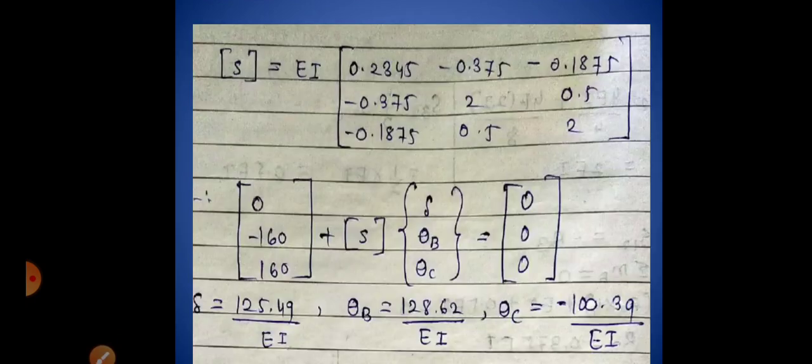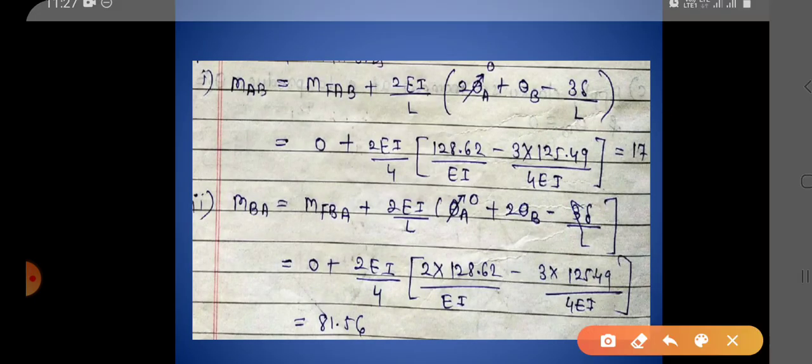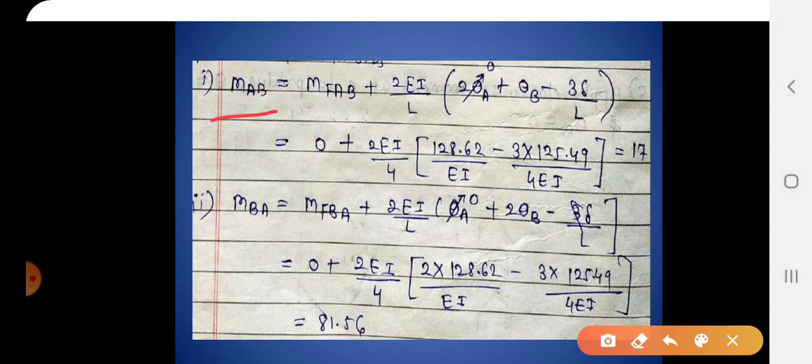Therefore we have got the stiffness matrix, and in step 4 you can use the stiffness equation and find the 3 unknowns: delta, theta B and theta C. Now again find the final end moments. In columns AB and CD we have to consider the moment due to sway, and this term will get added: minus 3 EI delta by L square.